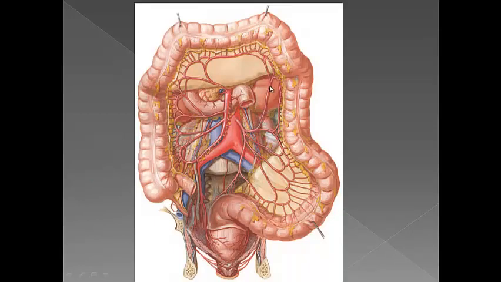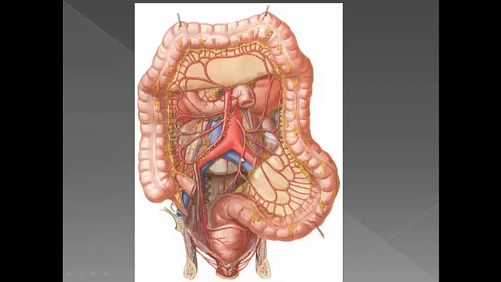gives off branches that are going to supply the left or distal 1/3 of the transverse colon, as well as the descending colon here. Okay, and then it gives off a whole network of arteries that ends up supplying the sigmoid colon as well. And then finally, it continues as an artery that ends up going to the rectum. Okay?